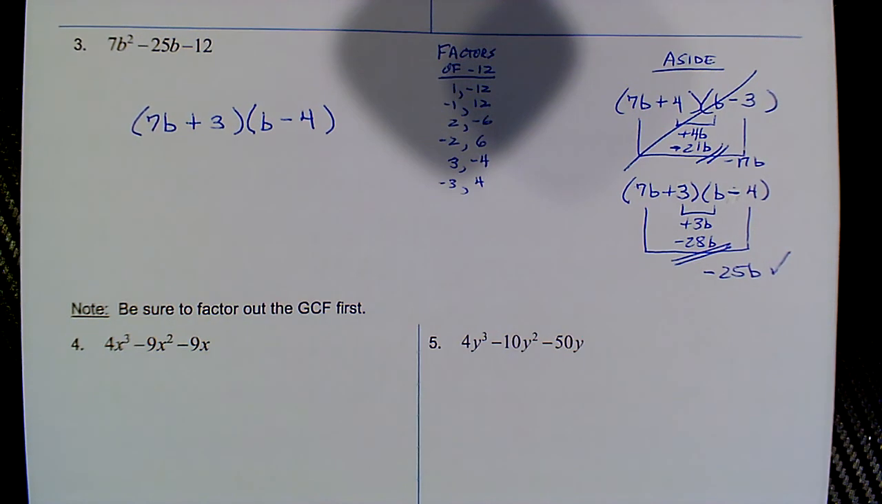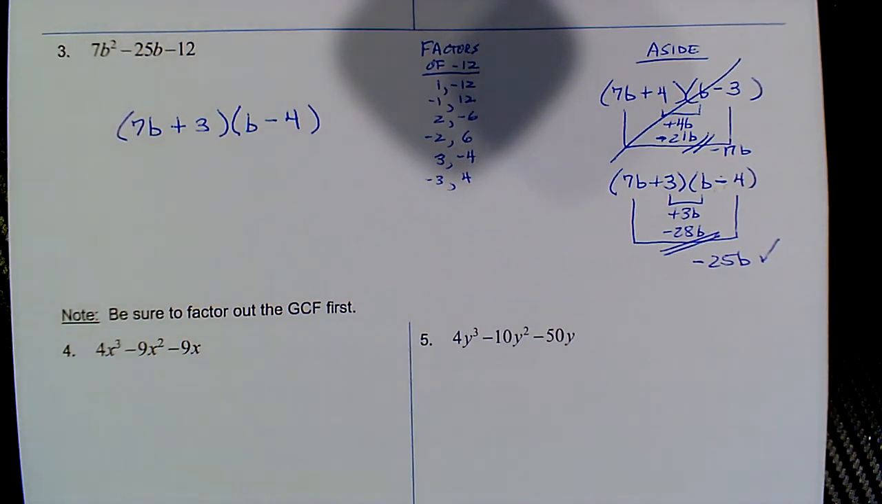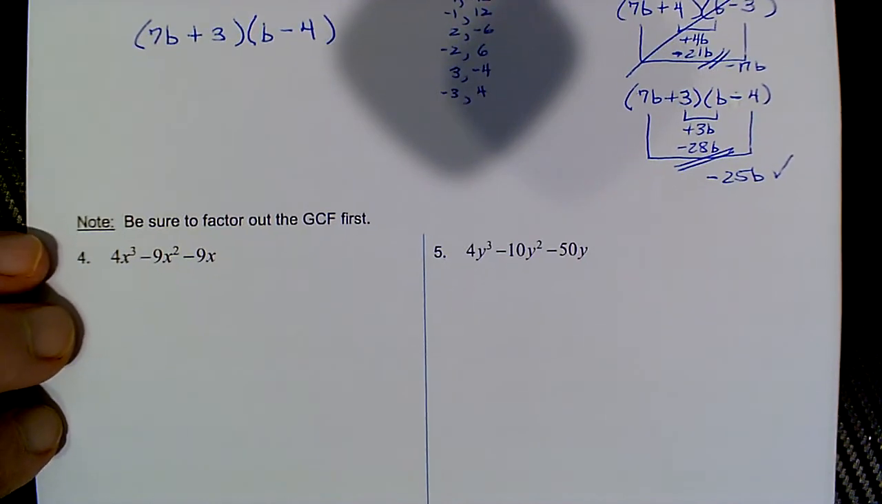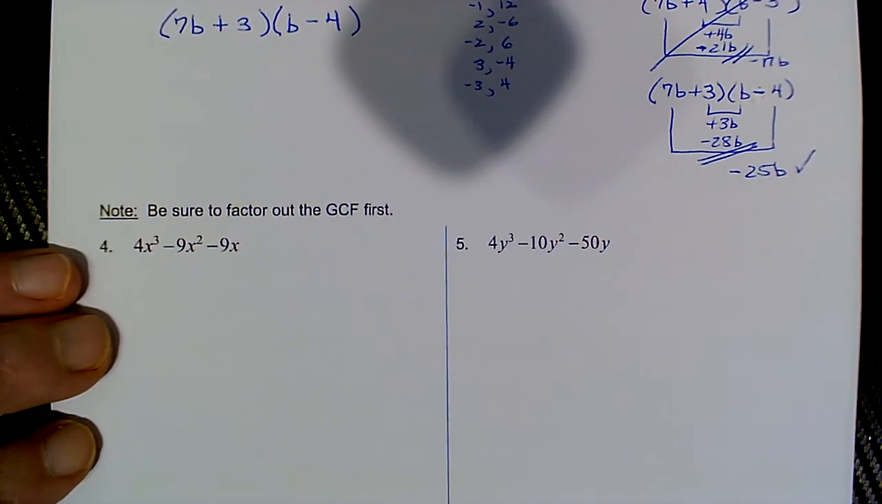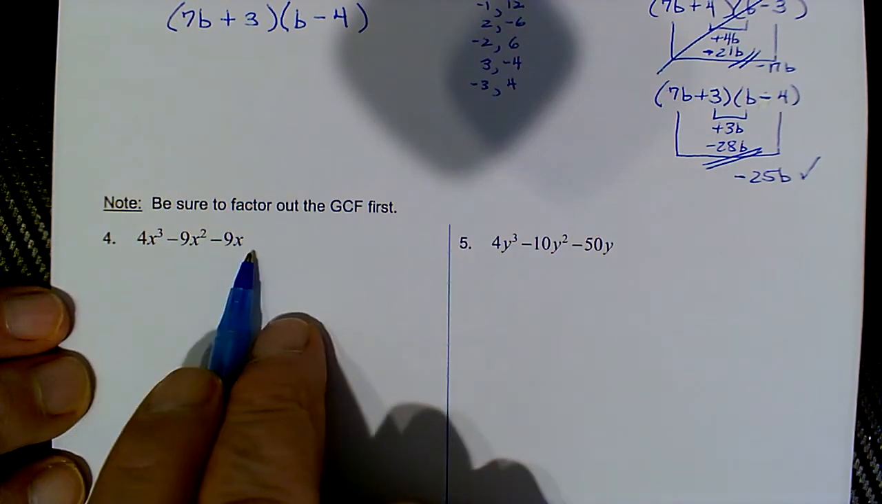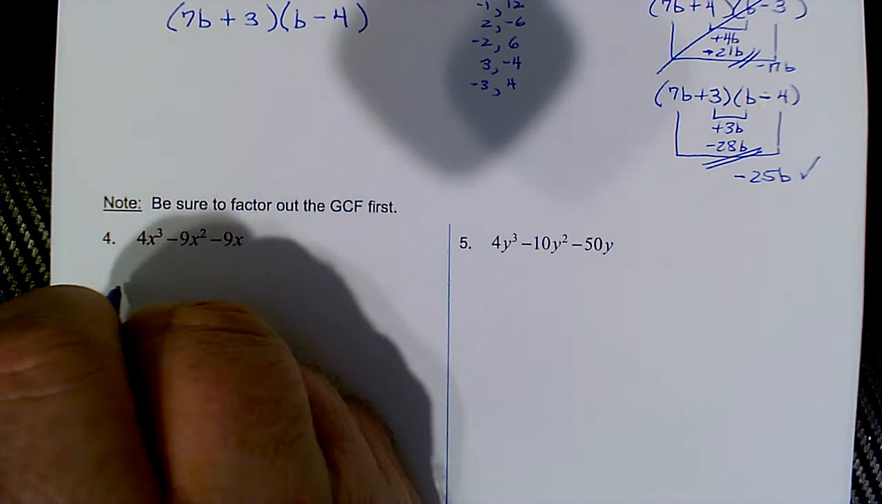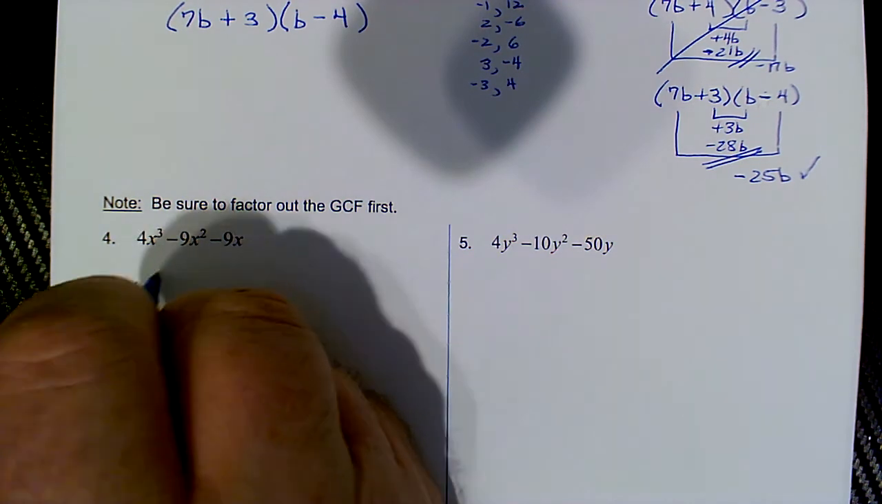You're not going to get a lot of these on the exam where the leading coefficient is not 1, but there will be 1 or 2. But just like before, greatest common factor first. When you're looking at this one, it first looks like nothing's common, well, at least between the coefficients, but definitely an x is common between the variables.